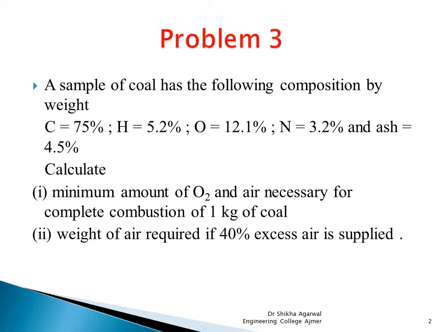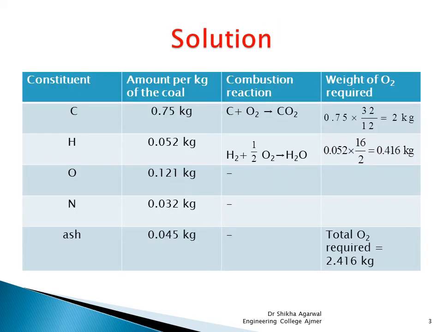A sample of coal has the following composition by weight: carbon 75%, hydrogen 5.2%, oxygen 12.1%, nitrogen 3.2%, ash 4.5%. Now you have to calculate the minimum amount of oxygen in air necessary for the complete combustion of 1 kg of coal, and you have to find the total weight of air supplied if 40% excess air is supplied. Now the first part of this question is something which we had discussed in the previous lecture. The new thing is the second part of the question. Now let us see how it is done.